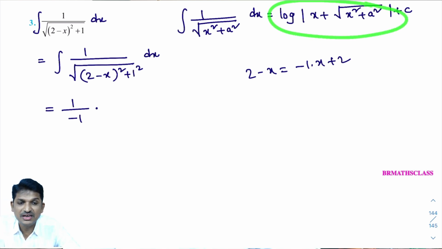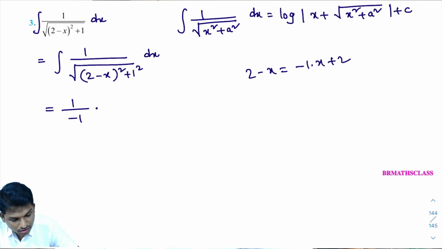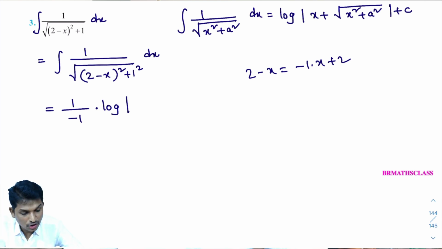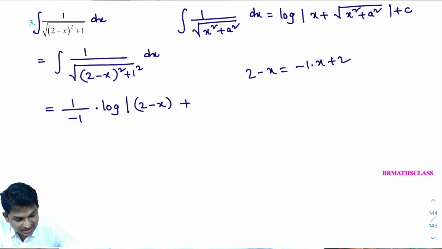Now you start writing the answer. Log mod x. In this formula, x is there, but in place of x, ax plus b is there. So we need to write 2 minus x. I hope you understand. Here x is there, in place of x, here ax plus b is there, that is 2 minus x.